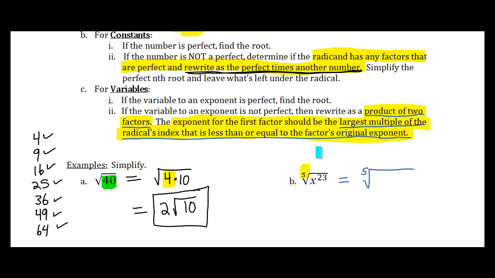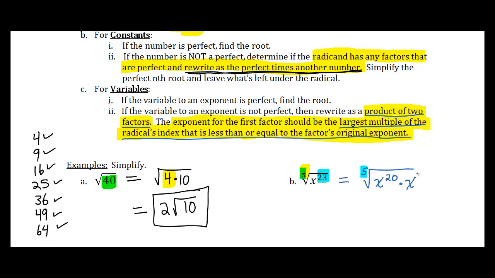My original exponent is 23. Now I'm going to look at multiples of my index 5: 5, 10, 15, 20, 25, 30, 35, 40. The largest one that is less than or equal to 23 is 20. So I'm going to write this as x to the 20th power. And actually, this is x to the 23rd. I need 3 more, right?